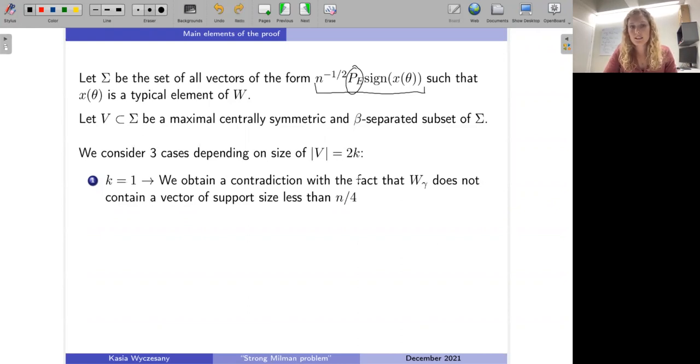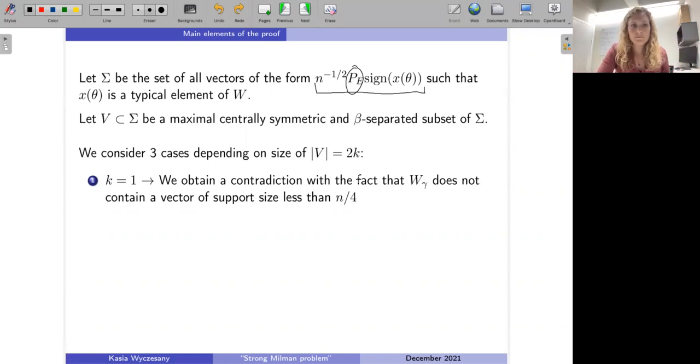So if k is equal to 1, then we are able to obtain a contradiction with the fact that the extension of the 2-dimensional subspace does not contain a vector of support size less than n/4. This is because if W had only epsilon good points, of course, because it has to be close to the eigenspace. And then we know that close to an eigenspace will always have a large support because it was a random subspace.